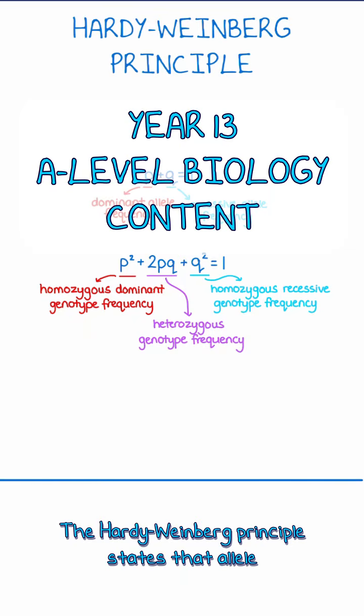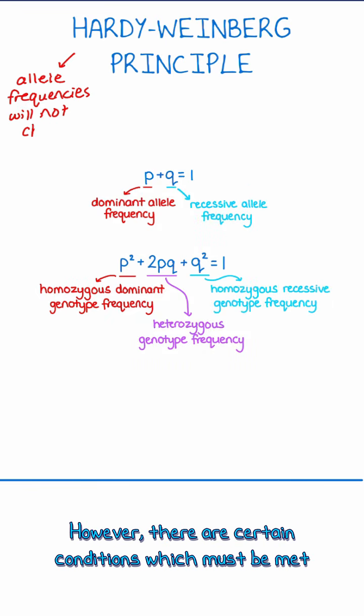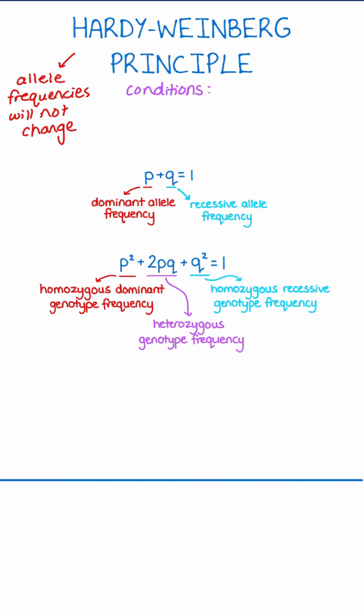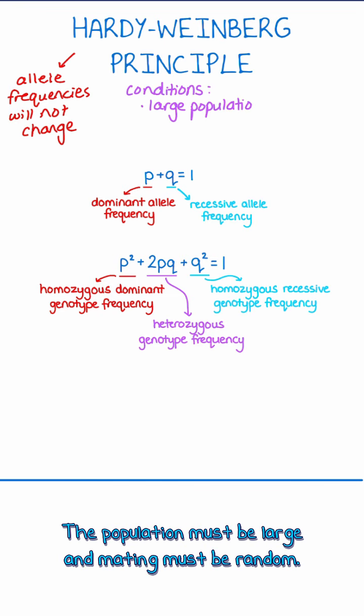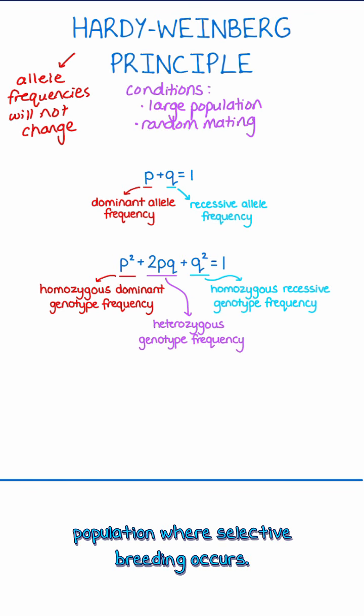The Hardy-Weinberg principle states that allele frequencies in a population will not change. However, there are certain conditions which must be met in order for this principle to apply. The population must be large and mating must be random, so the principle could not apply in a small captive population where selective breeding occurs.